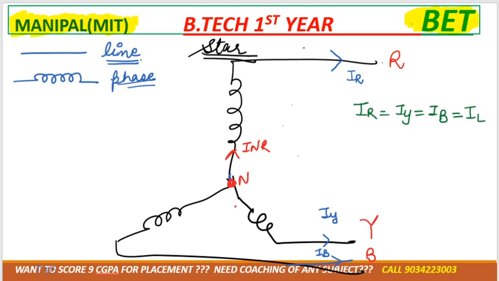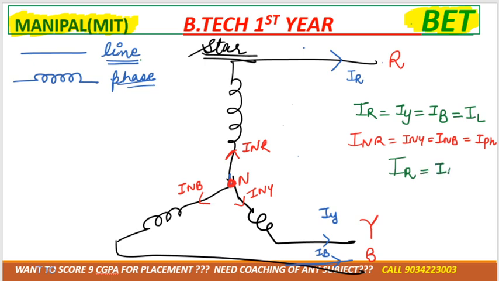The current between N and Y would be how much? INY. Current between N and B would be how much? INB. So INR would be equal to INY, would be equal to INB, would be equal to I phase, right? That is equal to I phase because it is moving across the winding. Correct? Now tell me, just look at the diagram. Is IR equal to INR? Yes or no?